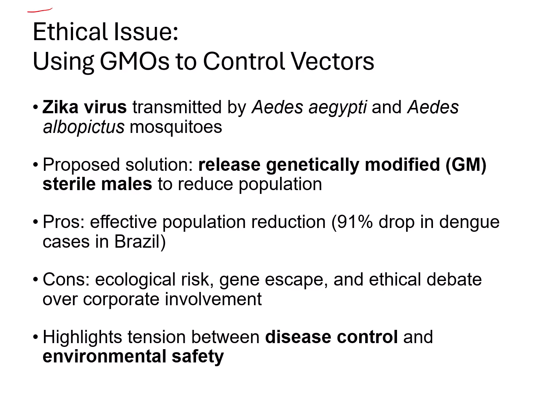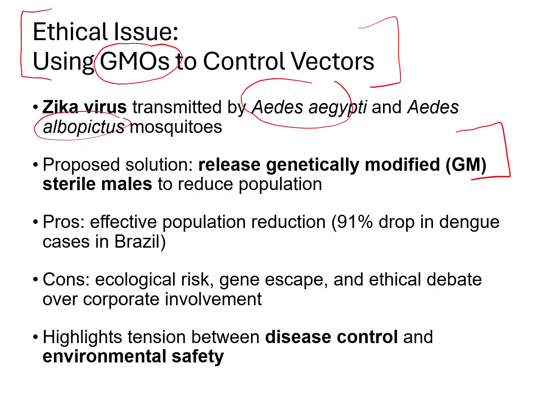And in this section of our book, they highlight an ethical issue: using genetically modified organisms, or GMOs, to control vectors. One example is that they've released genetically modified sterile males of Aedes aegypti and Aedes albopictus mosquitoes to reduce the mosquito population. And there have been many pros. There was a significant reduction in the number of dengue transmission cases, and they were able to specifically control the species of mosquitoes.